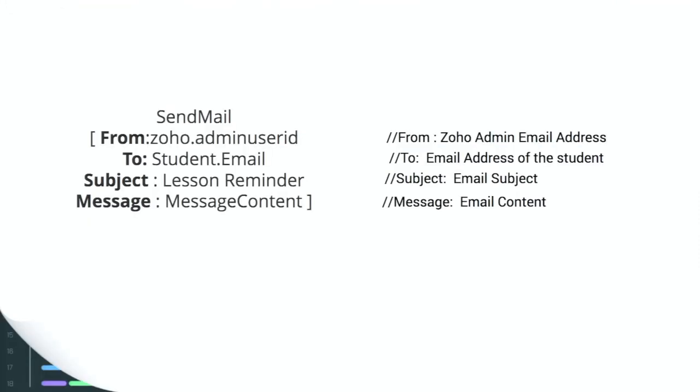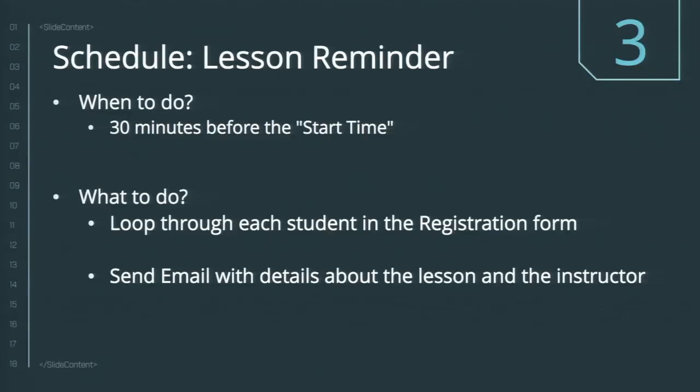So what this basically does is that whenever the time for the lesson hits, 30 minutes before it, there is a schedule that is being configured, and every time an email is being triggered to every student in this particular lesson. That's pretty much what we have done, 30 minutes before the start time. We're looping through every student in the registration form and sending them an email.